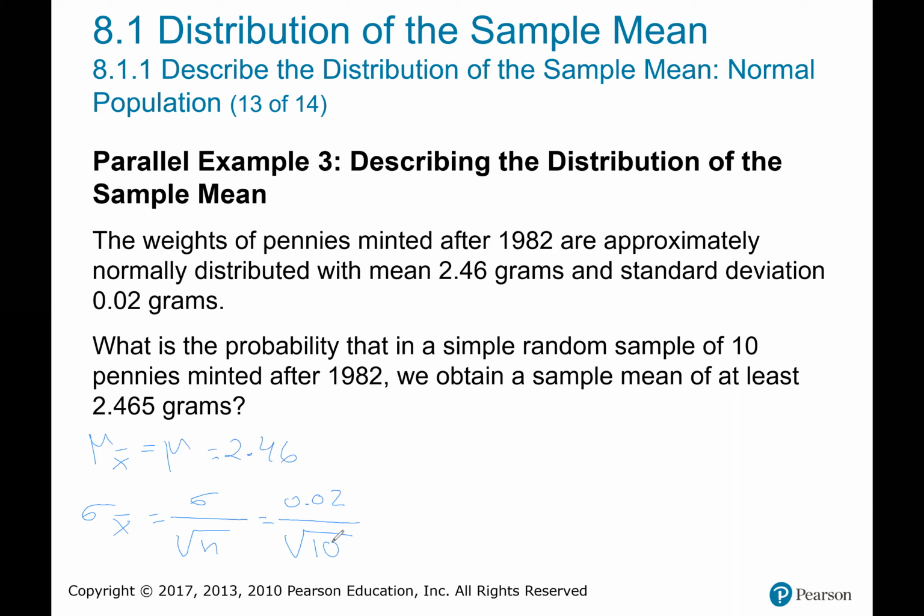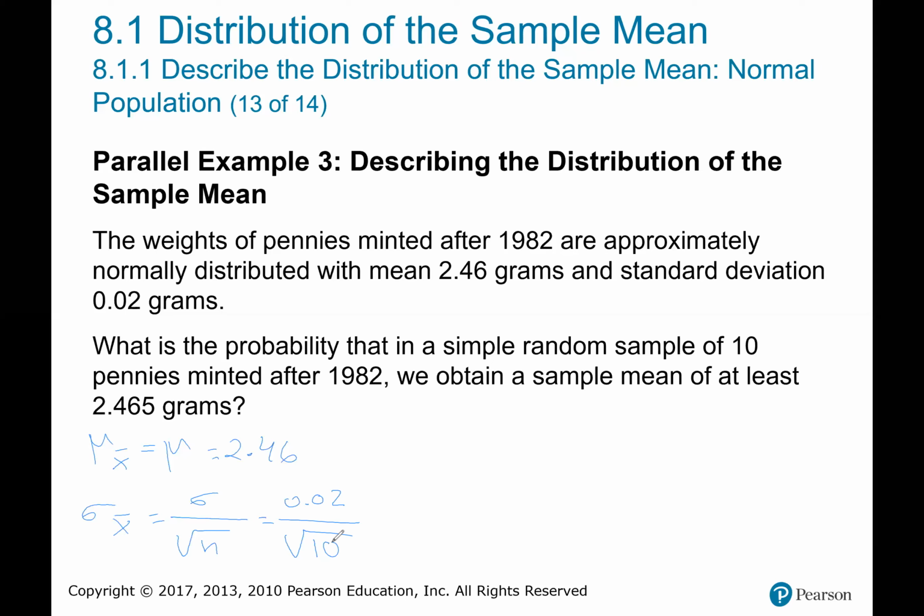Again, guys, I'm looking for area to the right. Why? I know that because it says at least 2.465 grams. If I said less than 2.465 grams, that means I'm looking for area to the left. But because it says at least, that means we're looking for 2.465 and greater than that. That means I'm looking for area to the right.